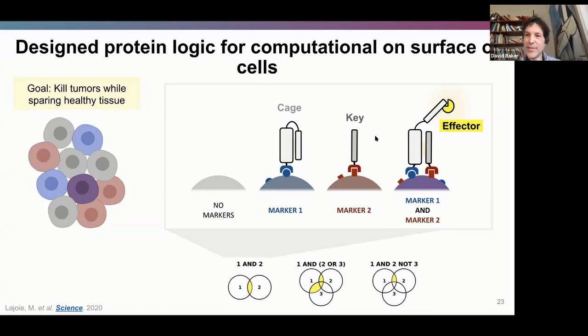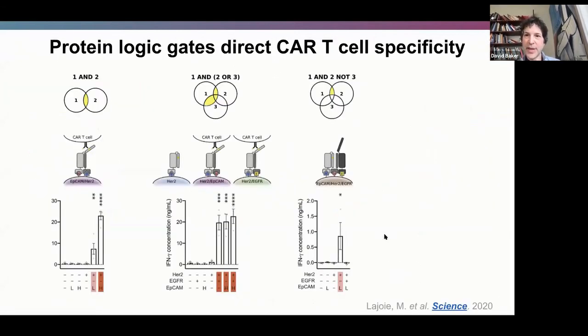So we can take the same type of switchable system and direct the different components to different cell surface proteins. And so only when we reconstitute the full system do we get switching. And in this case, rather than emitting light, what we're doing is we're exposing a motif that recruits an effector, for example, a CAR T cell. And that example is shown here.